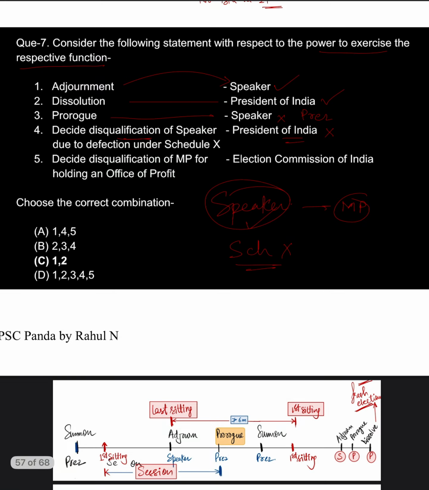Decide disqualification of MP for holding the office of profit. That is decided by the Election Commission of India. No. It is decided by President of India based on the recommendation of the ECI. So that's why this is wrong, and this is wrong. 1 and 2 is the correct answer.